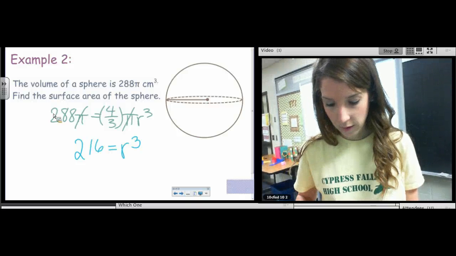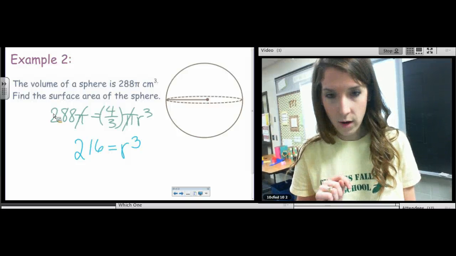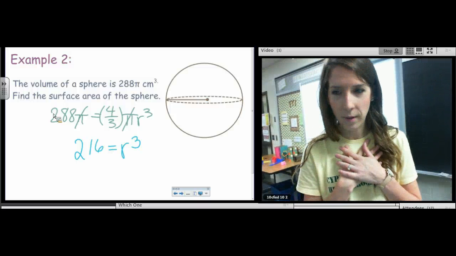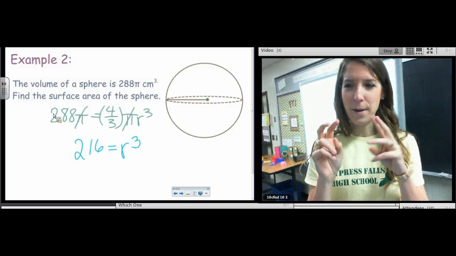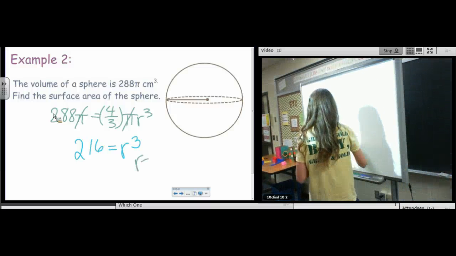Math 4, and then you put 216. Oh, thank goodness, it's a whole number. We don't have to factor it. We don't have to cube it by hand. That's good. So the radius is 6.